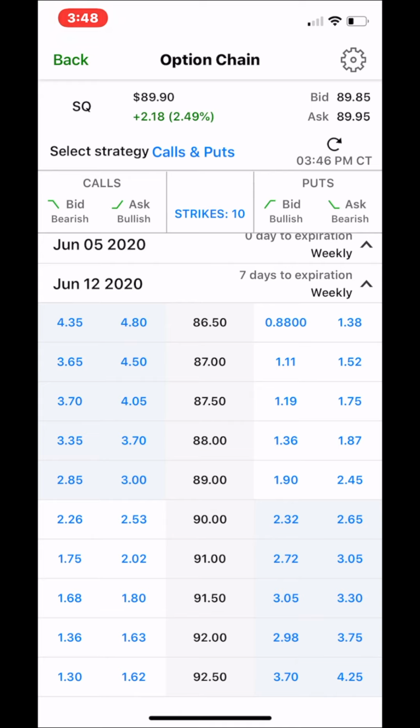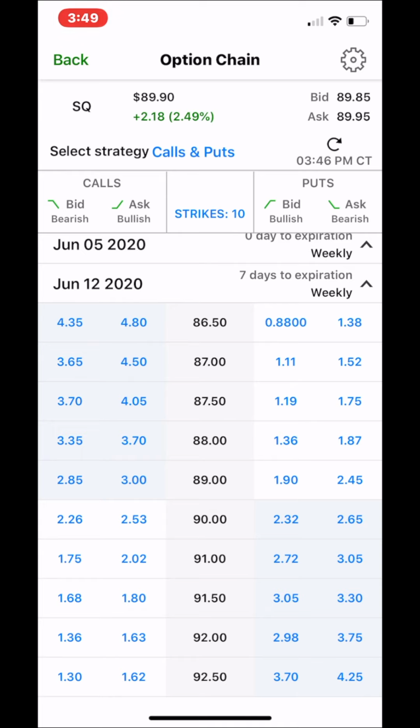And you can see the prices there. So let's just look at the 89 strike. And the strike price is just the price in the middle. That's the price you're saying, okay, I think this stock will hit this price by this expiration date. So just say $89. And if you see at the top where you see Square SQ, to the right of there, you see it's already $89.90. So this is actually in the money.